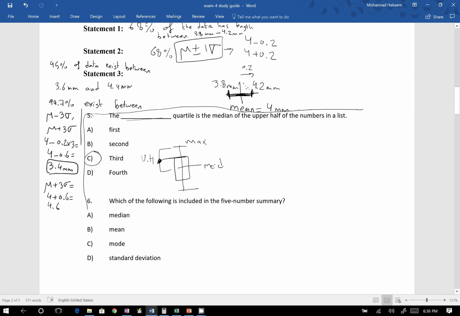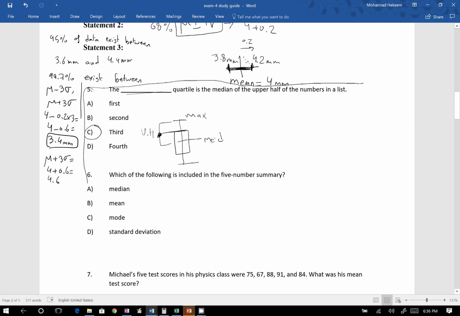Okay, which of the following is included in the 5 number summary? Again, the median, pick A. Not the mean. The mean is the average. We don't include it in the 5 number summary.